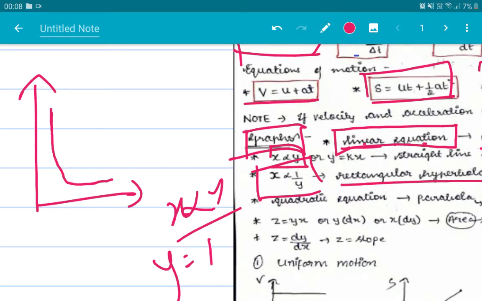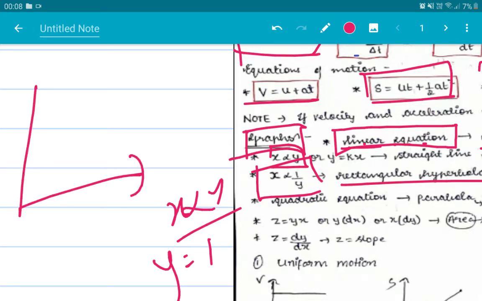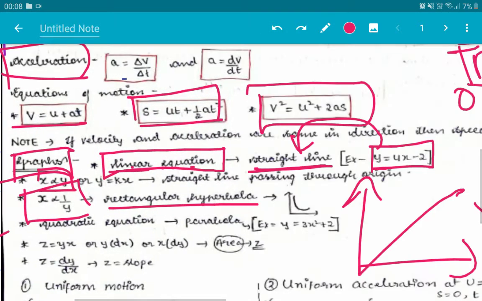The graph will be something like half u. So this is a rectangular hyperbola. Some rough diagram you need to understand. Now moving further, quadratic equation.